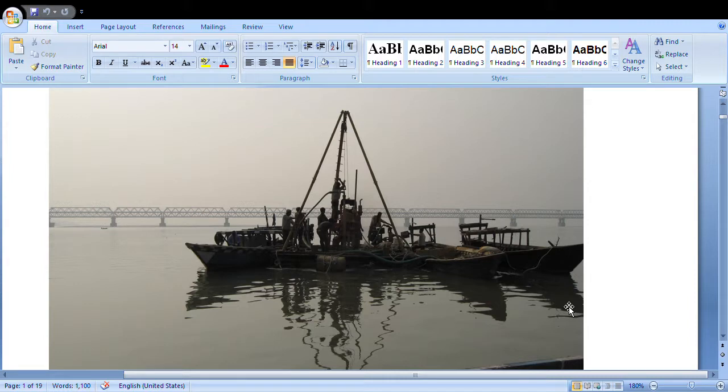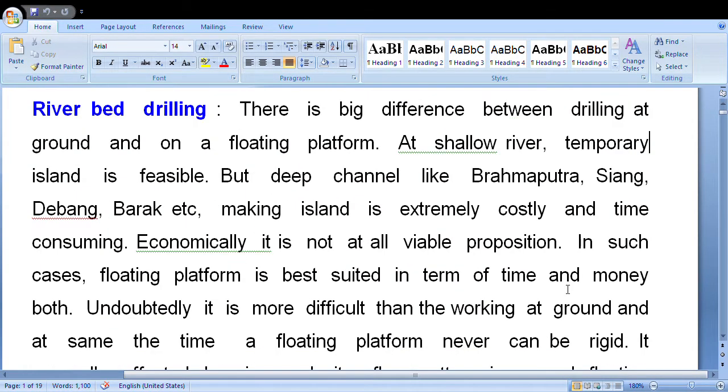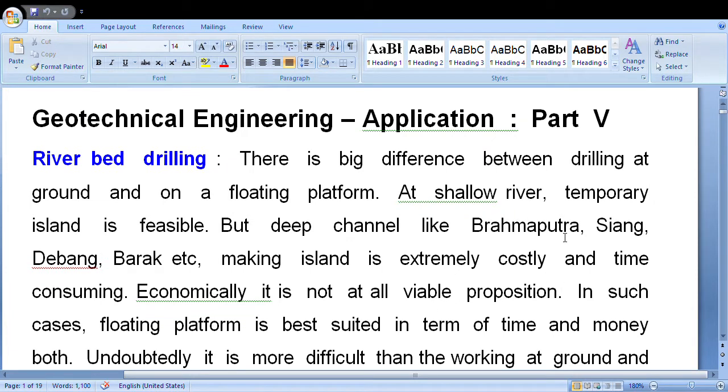For a shallow river, there is not a big problem. In case of a shallow river, a temporary sand island is feasible at a nominal cost. But for deep channels like the rivers Brahmaputra, Siang, Dibang, Barak, etc., making an island is very costly and time consuming. It is economically not viable since time is of the essence of a project. So it is better to go for a floating platform for drilling purposes. It is time saving and reasonably economical.